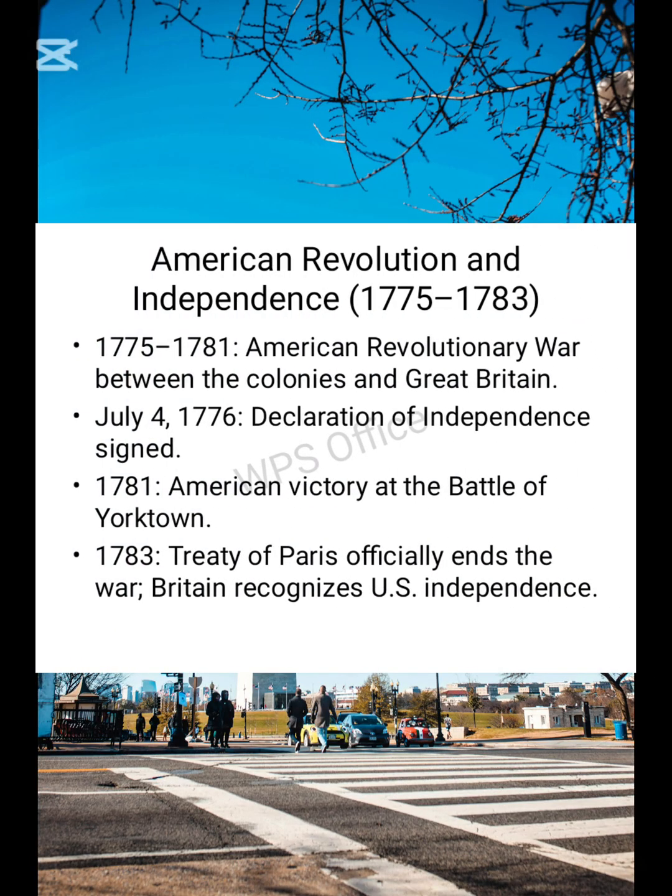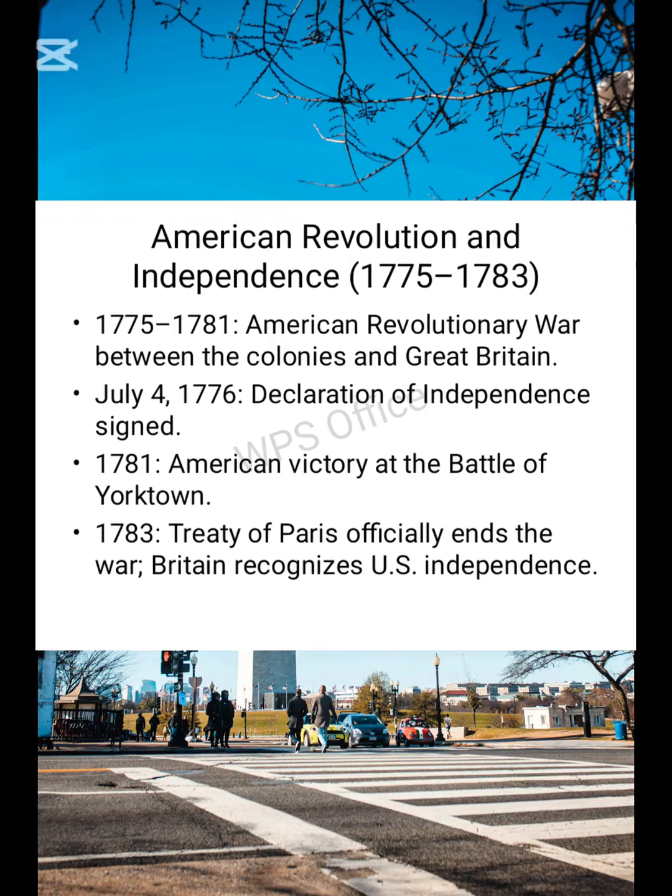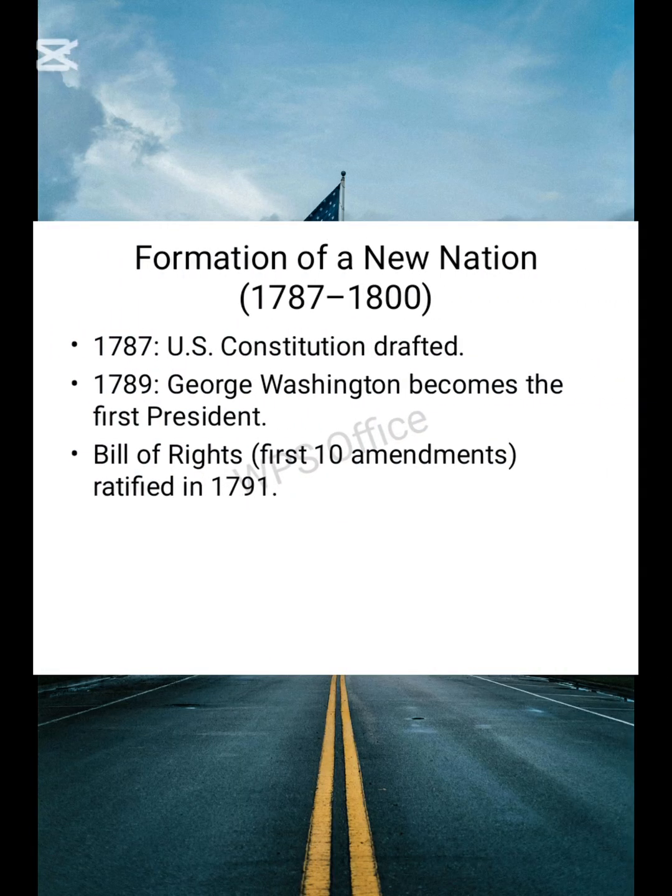2. American Revolution and Independence, 1775–1783. 1775–1781, American Revolutionary War between the colonies and Great Britain. July 4, 1776, Declaration of Independence signed. 1781, American victory at the Battle of Yorktown. 1783, Treaty of Paris officially ends the war, Britain recognizes U.S. independence.